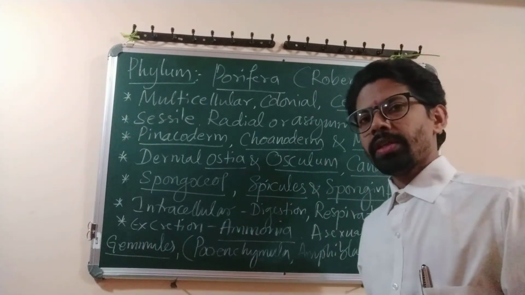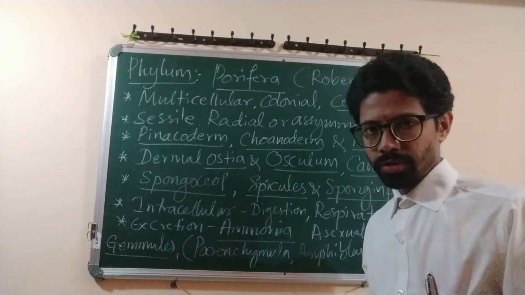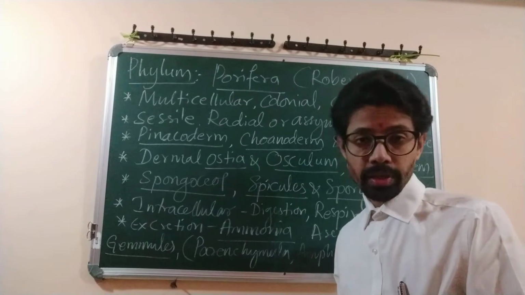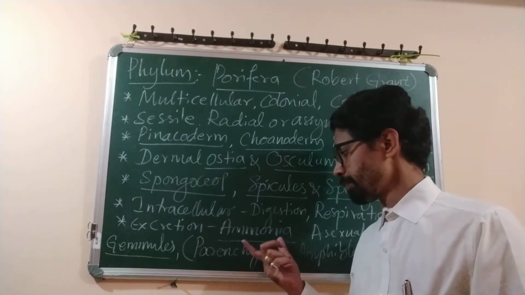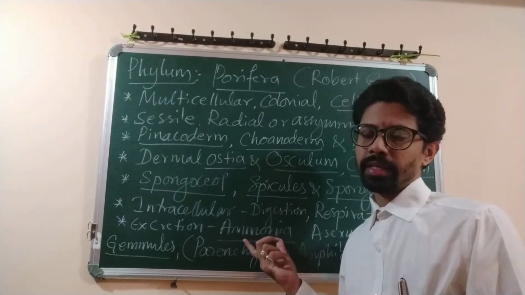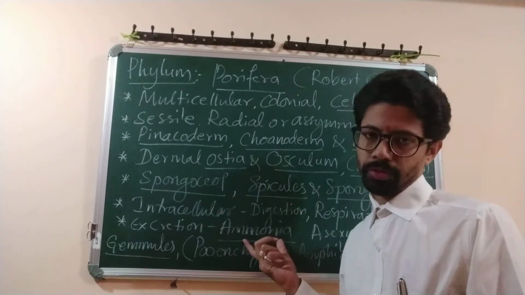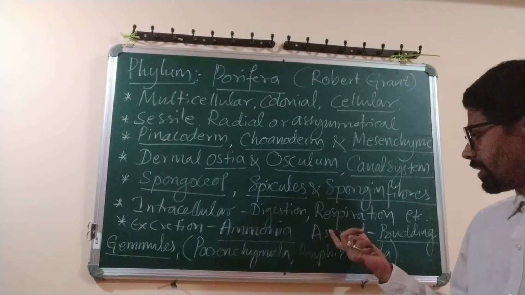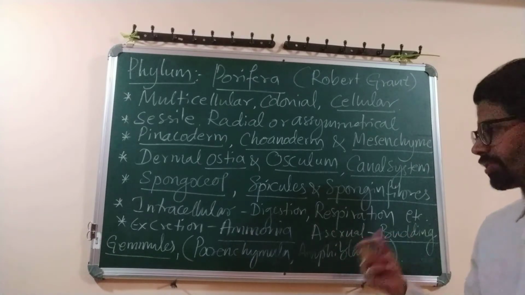So excretion here, mainly they are ammonotelic in nature. The word ammonotelic refers to animals which excrete ammonia as their chief excretory product. So they are ammonotelic and their chief excretory product is ammonia. Now here I have written one more thing. What is that? They are having asexual reproduction and sexual reproduction.